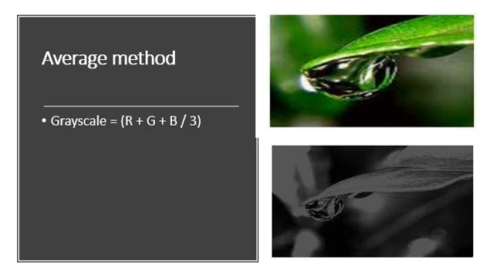It means that you have to add R with G with B and then divide it by 3 to get your desired grayscale image. It's done in this way: grayscale equals (R + G + B) / 3. If you have a color image like the image shown here and you want to convert it into grayscale using the average method, the following results will appear.